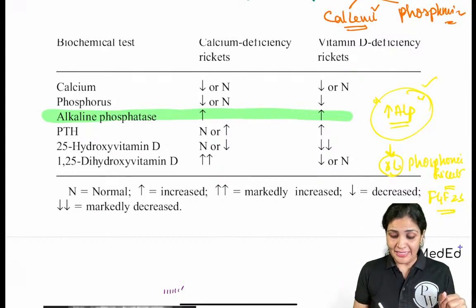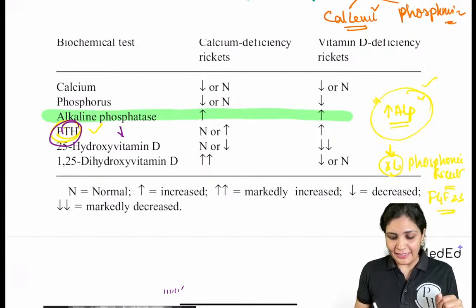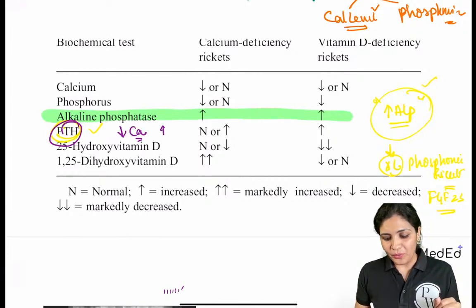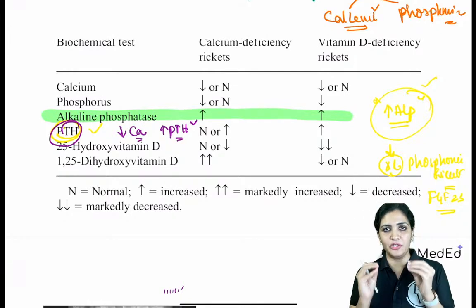But what you also see is there is an increase in parathyroid hormone also. Whenever there is a decline in calcium, there is always an increase in PTH, which is called secondary hyperparathyroidism. This is also very important, which you have to remember.